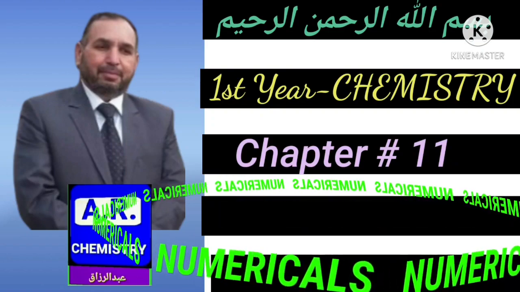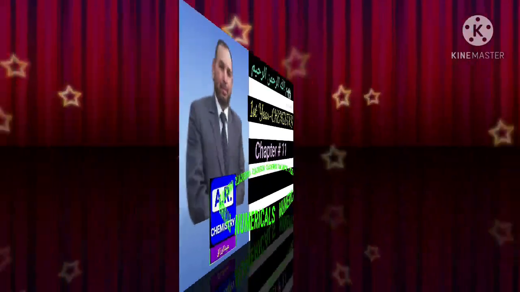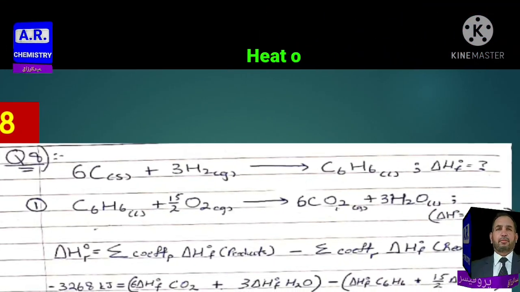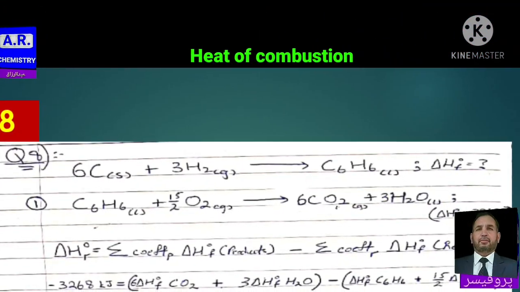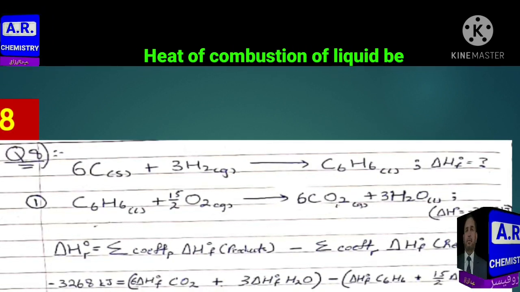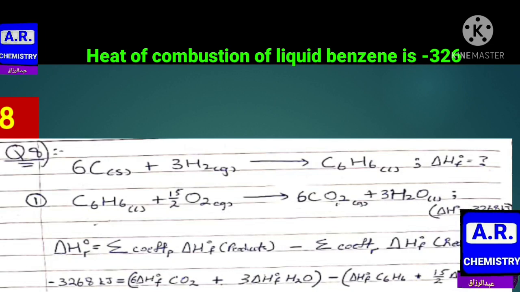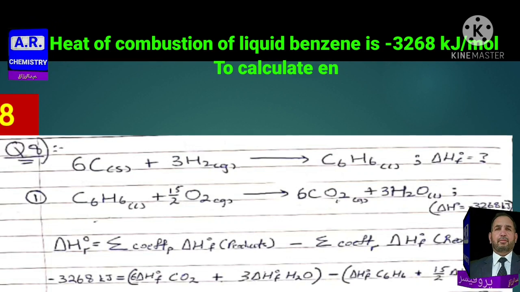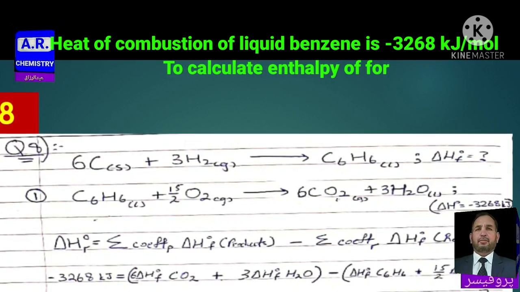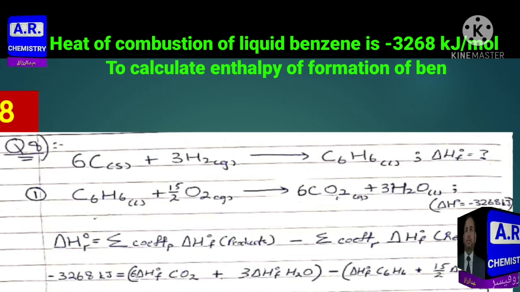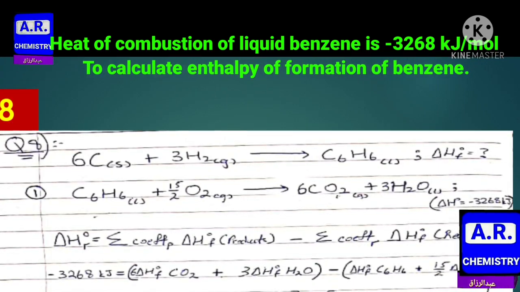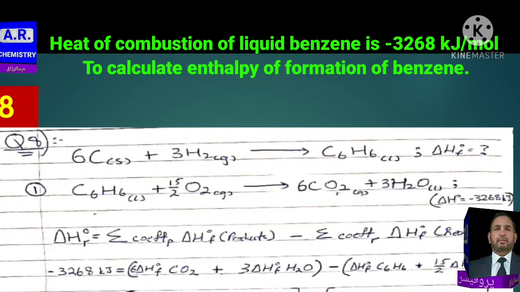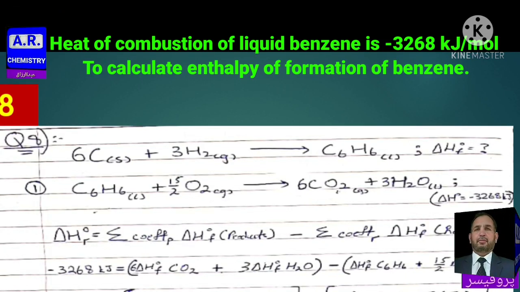Thermochemistry numericals. Question number 8. The heat of combustion of liquid benzene to form carbon dioxide and water at 1 atm pressure and 25 degrees Celsius temperature is minus 3268 kilojoules per mole. What is the heat of formation of liquid benzene under these conditions? This is question number 8.